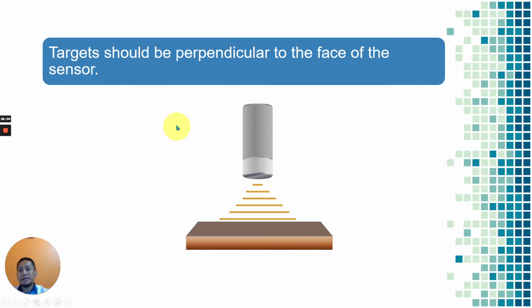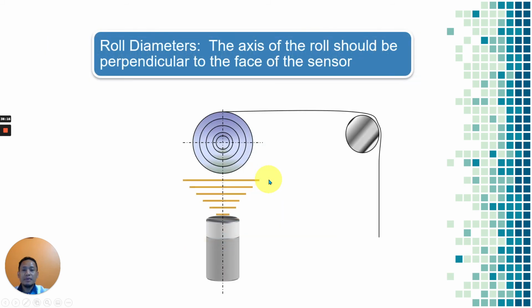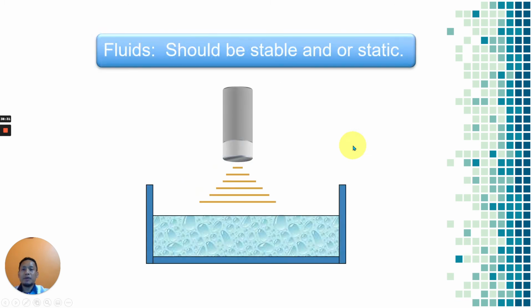For example, the target should be perpendicular to the face of the sensor. Either they are shielded or unshielded. For example, this one is unshielded. So the object must be perpendicular to the sensor. And this is the role of the emitter. For example, the axis of the roll should be perpendicular to the face of the sensor, so it can detect the roll of paper, for example.